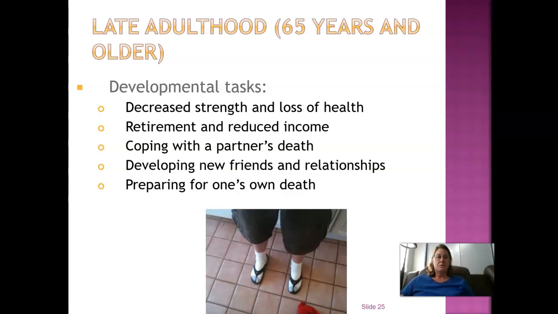Developmentally, we have decreased strength and loss of health. Retirement, and retirement a lot of times means a reduced income. If you haven't planned for retirement well, when people retire, a lot of times they cannot continue to live the lifestyle that they've had. They're coping with a partner's death. They may have to develop new friends and new relationships because they've had so many deaths in their friendship circle, and they're starting to think about their own mortality, their own potential death at this point.